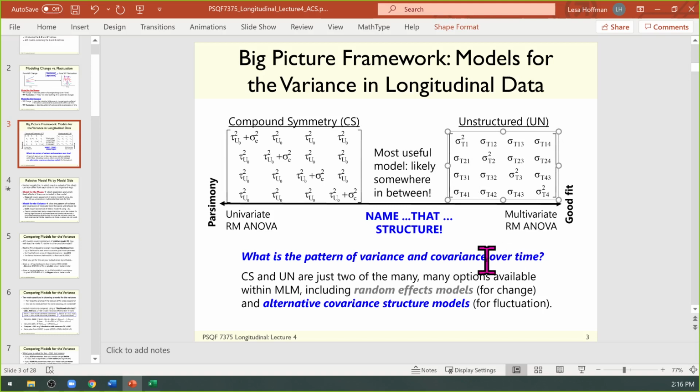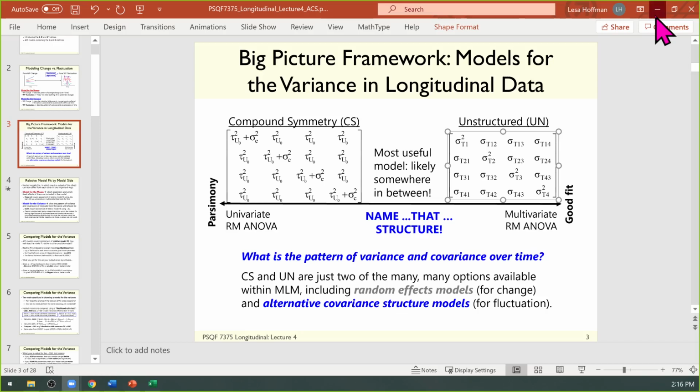Over here is as many parameters as we could possibly need, unstructured. Every occasion gets its own variance, every pair of occasion gets its own covariance. It's n times n plus 1 divided by 2. So if I have 4 occasions, that's 10 parameters. If I have 5 occasions, that's 15. If I have 6 occasions, that's 21. So it gets big quickly. So our goal is to try and come up with something in the middle that fits as well as unstructured, but doesn't take as many parameters to do so. So that's what we're going to do.